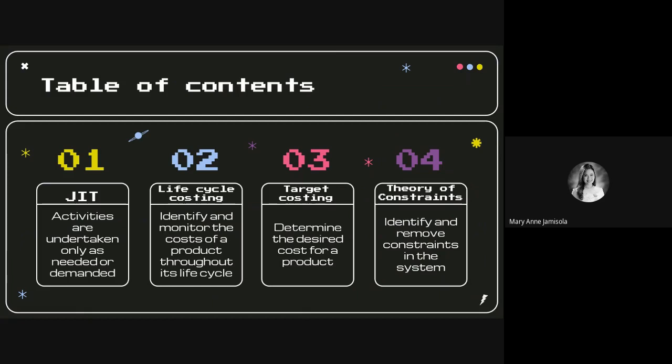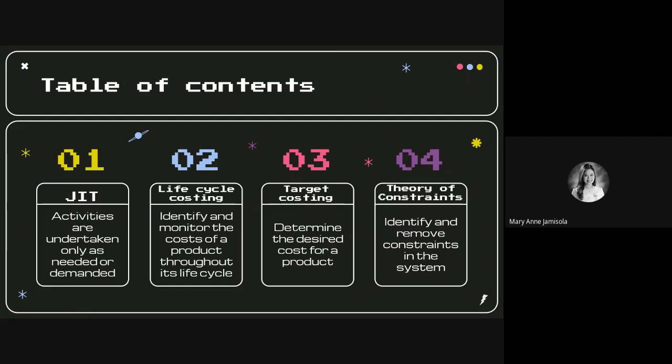Then we also have life cycle costing. Life cycle costing is a management technique to identify and monitor the costs of a product throughout its life cycle. It consists of all steps from the product design and purchase of raw materials up to the delivery and service of the finished product.